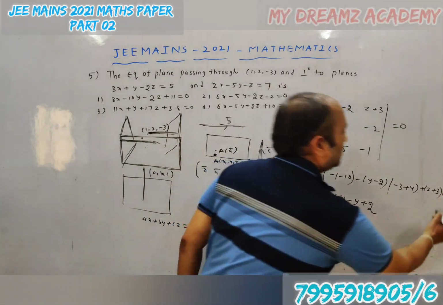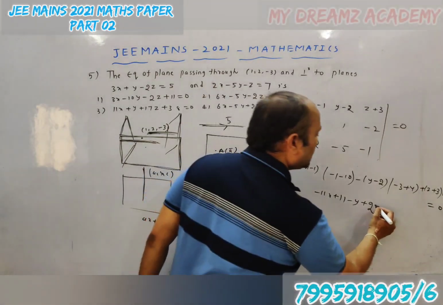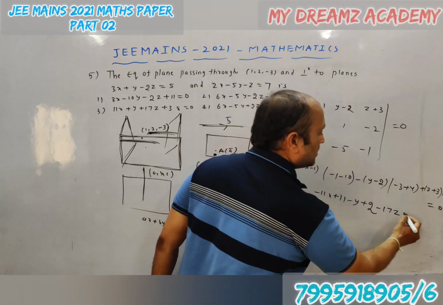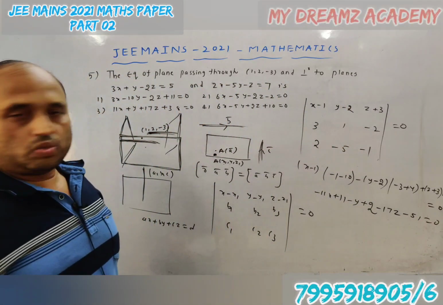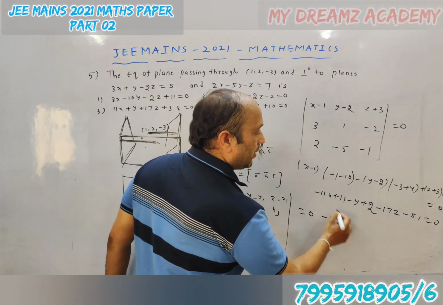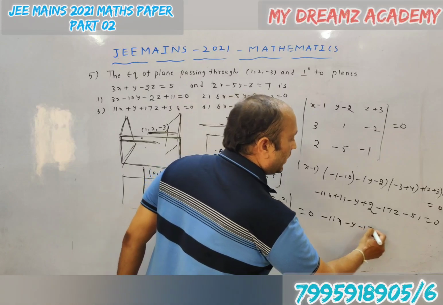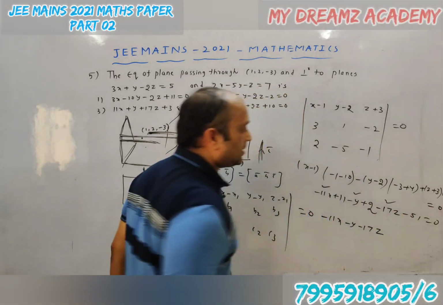That is okay. That is minus 17z. Minus 17z, minus 51 is equal to 0. Now minus 11x minus y minus 17z, minus 11x minus y minus 17z.